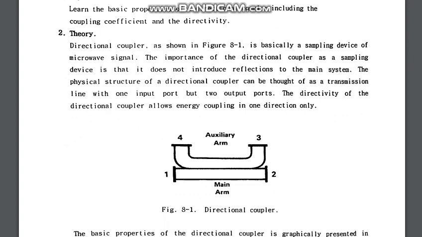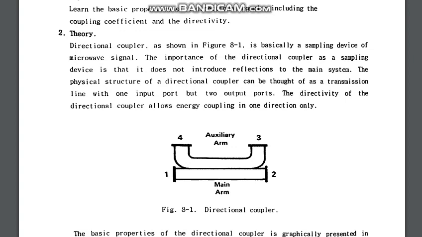As I always say, the collinear arm, the parallel arm, is known as the main arm of a directional coupler, and there is an auxiliary arm. So it's basically a sampling device of microwave signal. The importance of the directional coupler as a sampling device is that it does not introduce reflections to the main system.